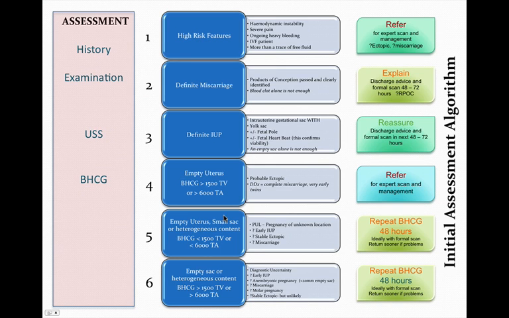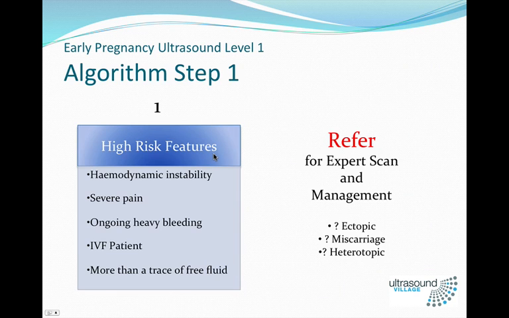So let's go back to this and let's look at step 1. Now with limited ultrasound, you might get things wrong. So if a patient has high risk features, so obviously if they're hemodynamically unstable, you've got to worry about an ectopic. You refer immediately, okay? Get them to see someone who knows about ultrasound and is good at managing early pregnancy problems. So in unstable, get help straight away.